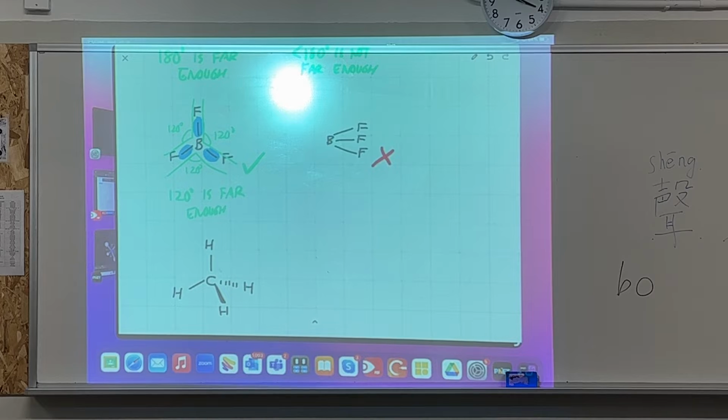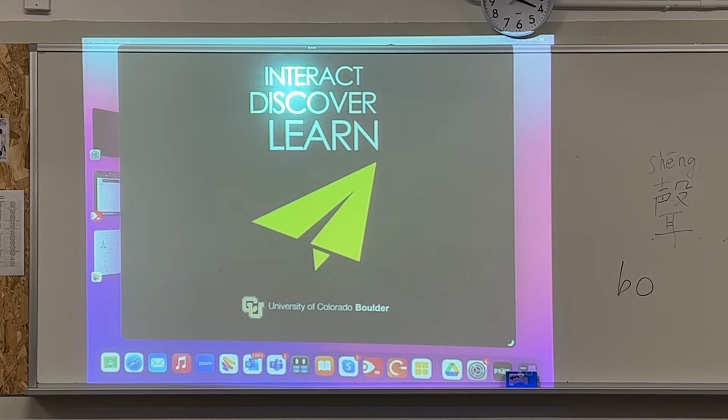Okay, so remember what these lines mean, right? What does the wedge line mean? Front. It's pointing towards you, like out of the screen. The dashed line means it's pointing into the screen, into the piece of paper. So this is a 3-dimensional structure like this one.